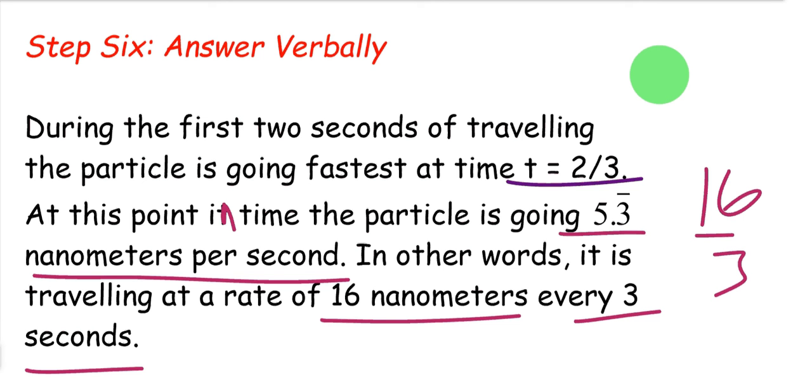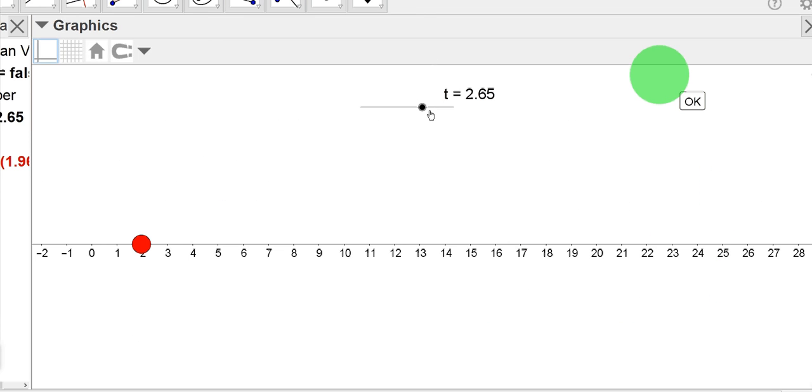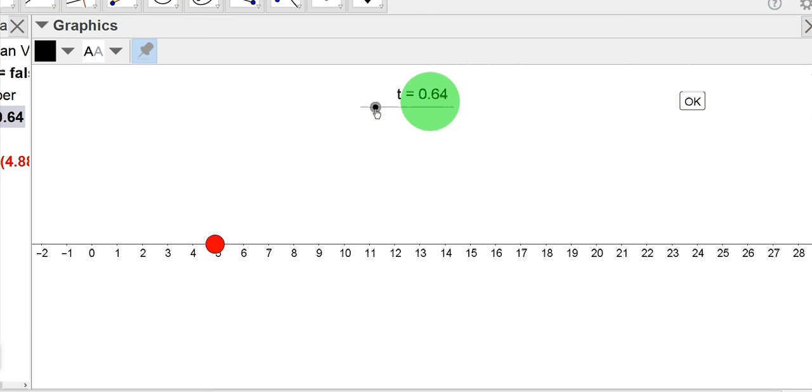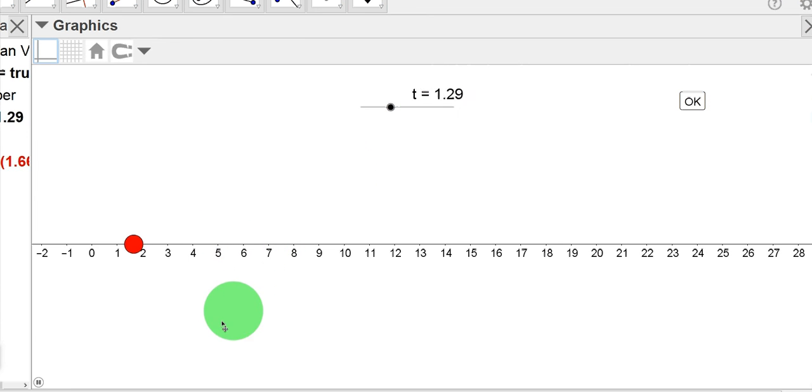So let's look at the simulation one more time and see if we can spot that. So we're looking at t equals 2/3. See if you can see that the particle's moving faster. Yeah, basically you can see that is its fastest speed, and then it starts to slow down. So again, at t equals 2/3 is when the particle is moving where its speed is greatest.